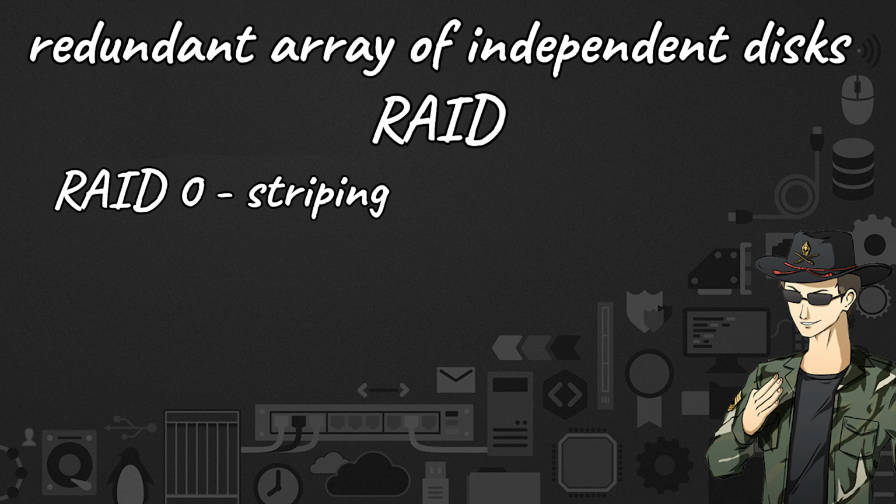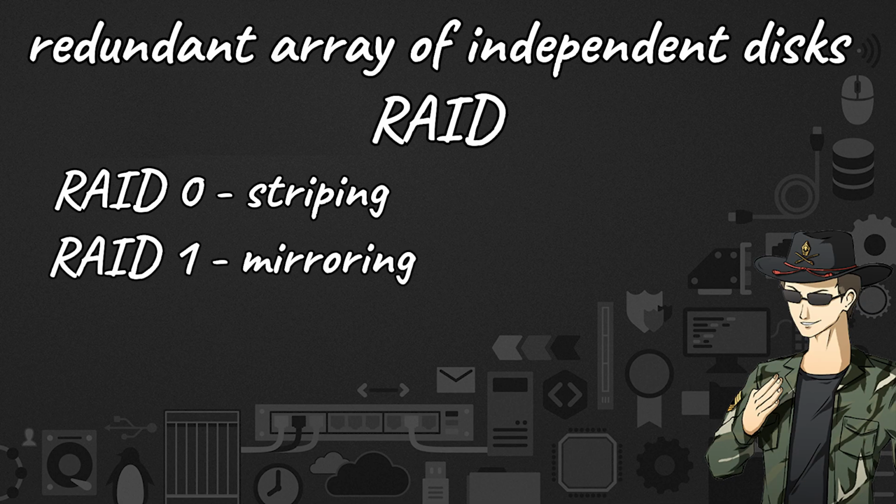So if one of those 5 drives eats the dust, then you've lost everything. Then we have RAID 1, which is mirroring. All the data is copied exactly to another drive or a set of drives.